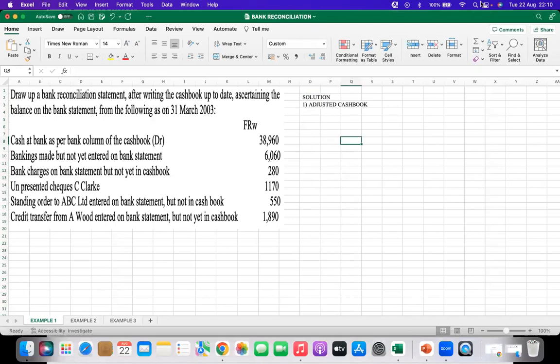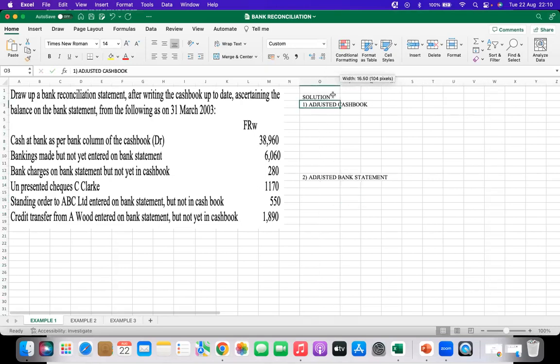Okay, sorry for that small interruption. We can continue. So we have said number one, we can prepare the adjusted cash book, and number two, we can prepare the adjusted bank statement. So it's basically a two-phased process. So let's start with the adjusted cash book.